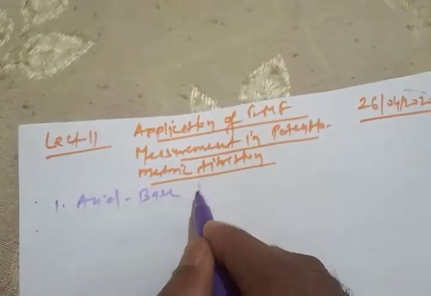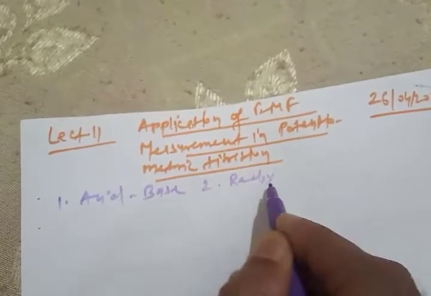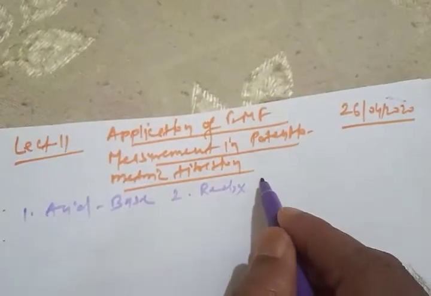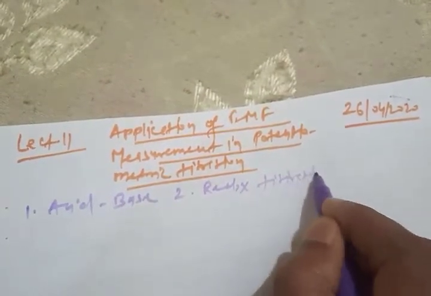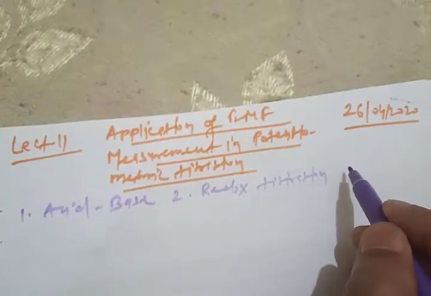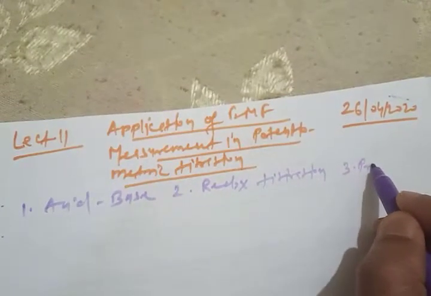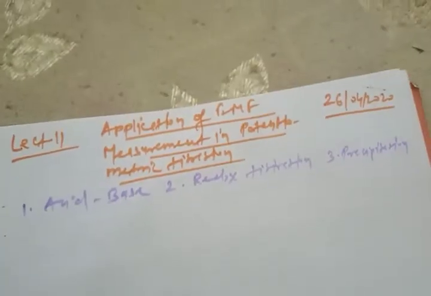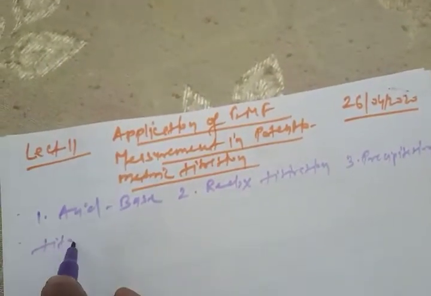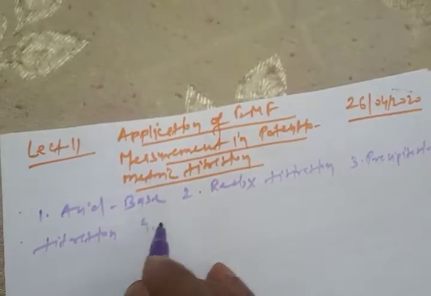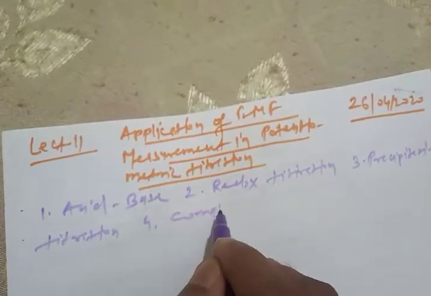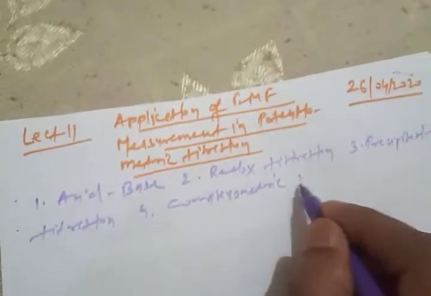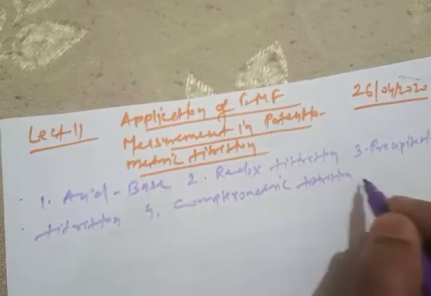Then the second one is the redox titration. This is again very important, mainly dealing with redox reactions. The third one is the precipitation titration, where precipitate formation occurs. And the fourth one is the complexometric titration, where complex formation occurs. So these are the main types of titration.